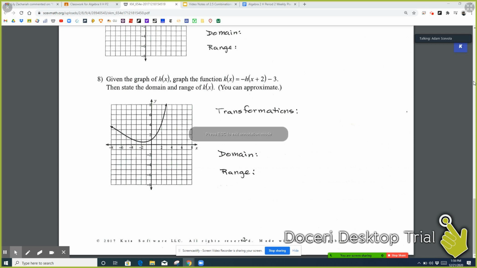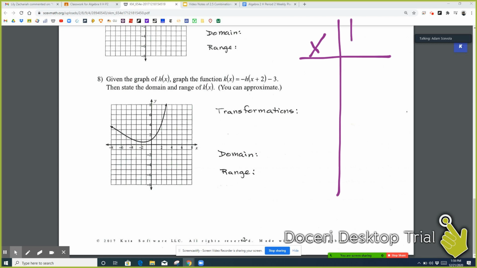Sure. I just wanted to show one more thing on this, and then I'll go over five. Just to show you why the transformations work like this. So if I make a table of h of x, this will help you see what happens. And I should probably do that over here. All right, so x comma h of x.